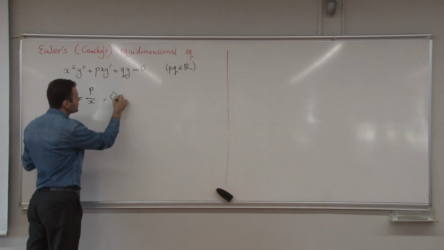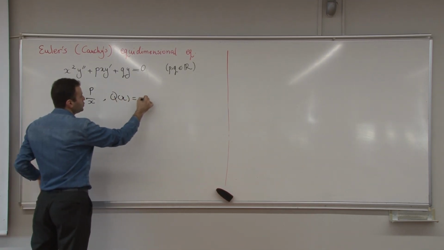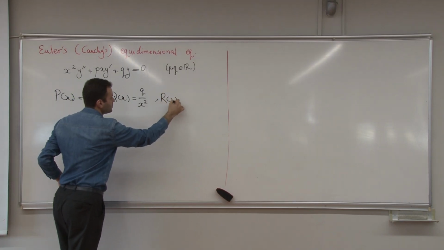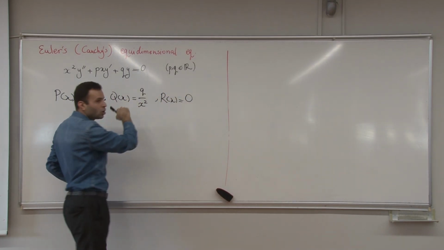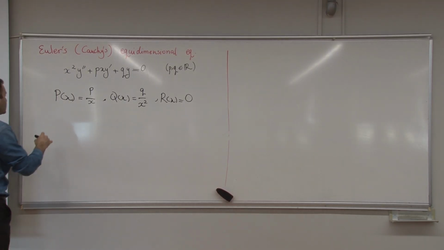What is q of x? Q divided by x squared. What is our r of x? So is this a homogeneous equation or not? Yes, it is a homogeneous equation.